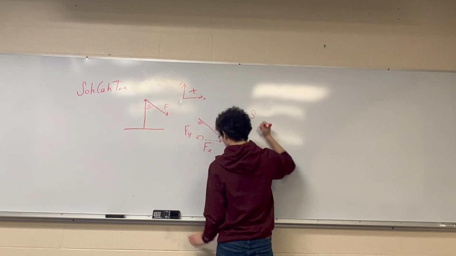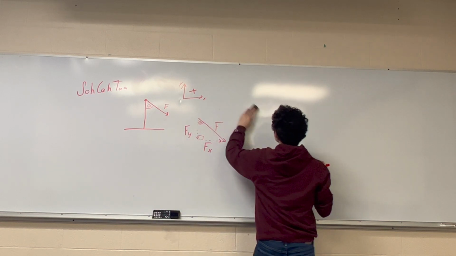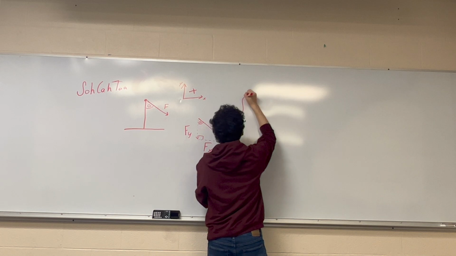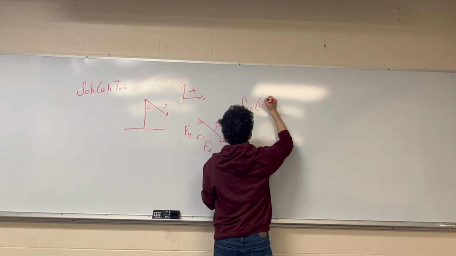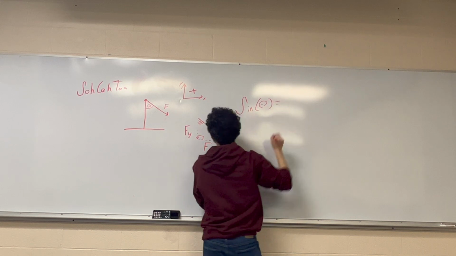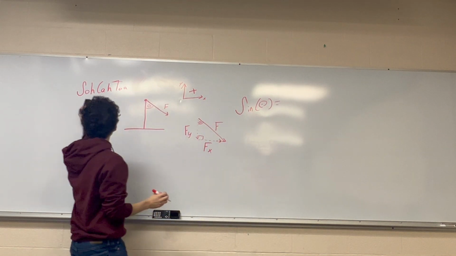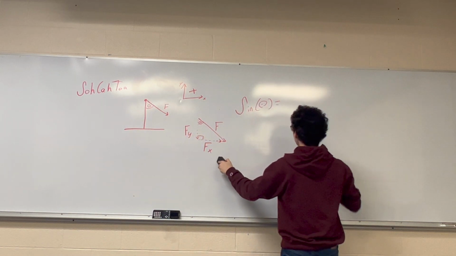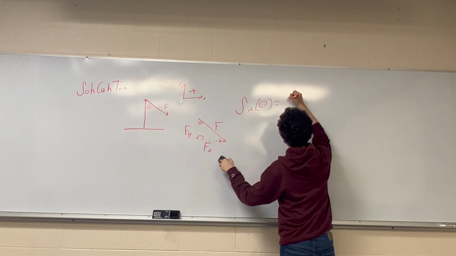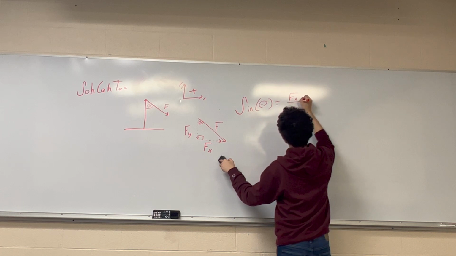Sine of theta, let me write it this way here. Sine of theta will give us what? The opposite over the hypotenuse. The opposite of theta is Fx over the hypotenuse, which is F.